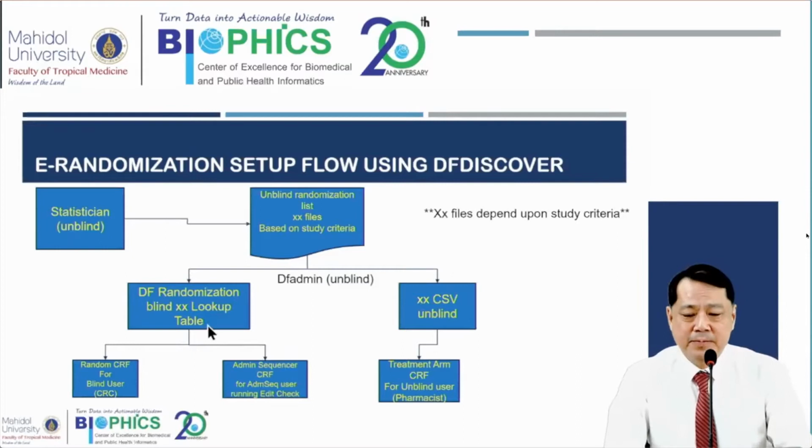After that, for the randomization lookup table, you will create the 2 pages of CRF, which are the random CRF and the admin sequencer CRF. And for the CSV, you will create a treatment arm CRF. So the setup flow will be like this one. No matter how complicated your study is, you can follow this flow. It will be running as expected.